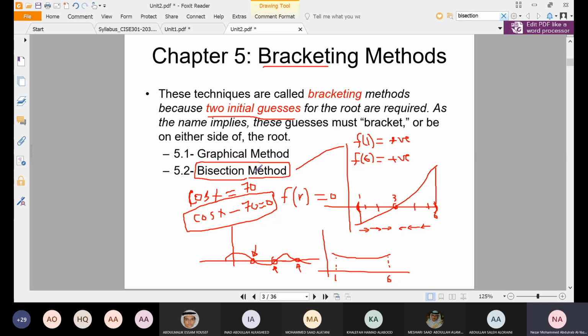After that, we will study another method that's more applicable than this method. So we'll try to go from the simple method. After that, we'll go to more advanced techniques for finding the roots.